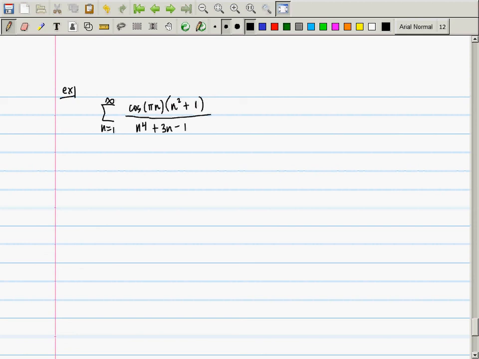What do you think about this? Looks awful, right? Now, cosine pi n, what is that? That's negative 1 to the n. That's just a criminal way for me to write negative 1 to the n. Great. So someone tell me how you ought to do this. I could rewrite this as the sum from n is 1 to infinity of negative 1 to the n, n squared plus 1 in the numerator, over n to the 4th plus 3n minus 1. So this is an alternating series. What should I use?